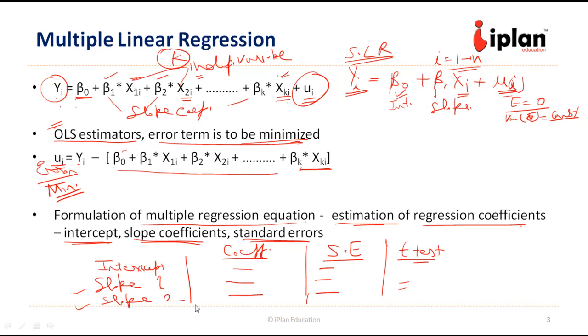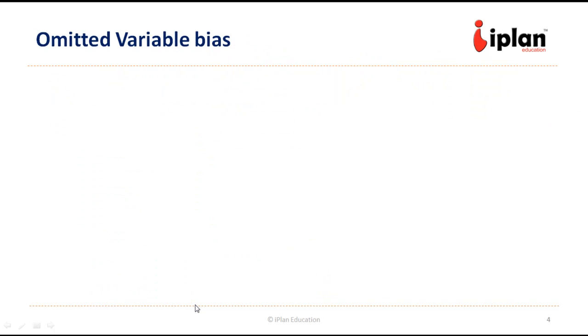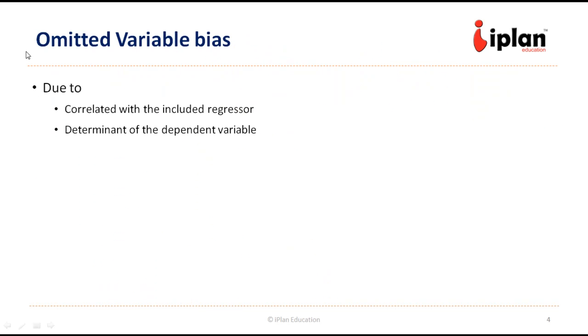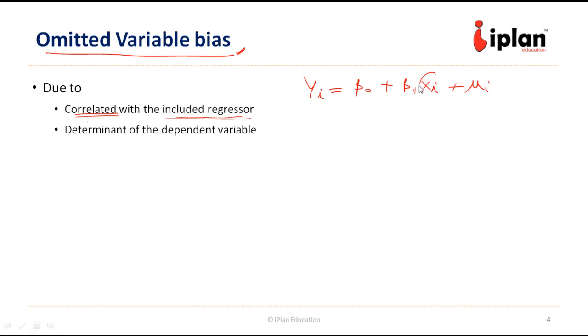Now let us look at the next concept, which is the omitted variable bias. So this is a bias which can be created in linear regression. It happens due to the correlation of the omitted variable with the included regressor. For example, if we are using this model, beta 0 plus beta 1 xi plus error term. So we are including only one independent variable in this case, only one regressor.